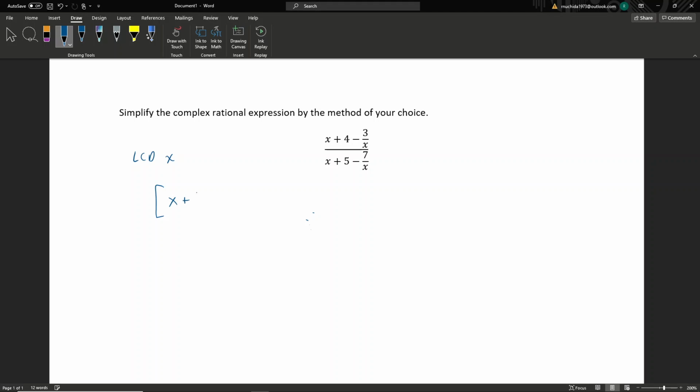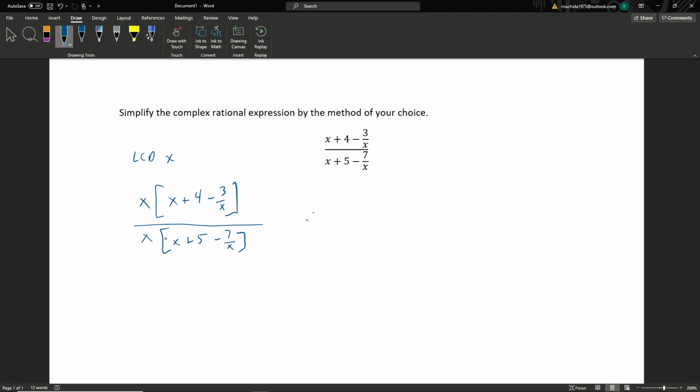So we would have x plus 4 minus 3 over x, all of that times x, and then x plus 5 minus 7 over x, all of that times x. Now we're not changing the expression because we're multiplying top and bottom by the same thing, so that's the same thing as multiplying by 1.